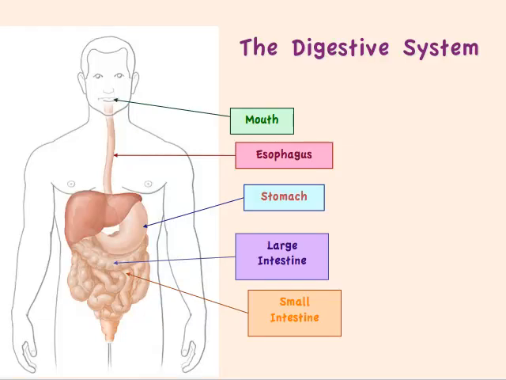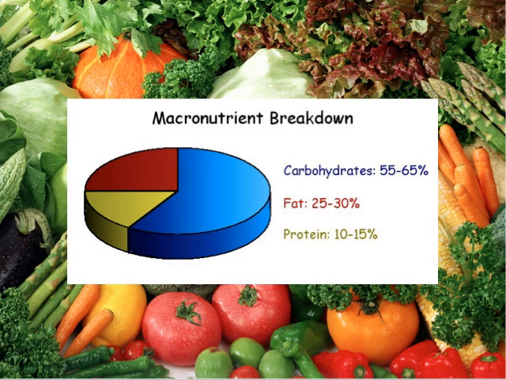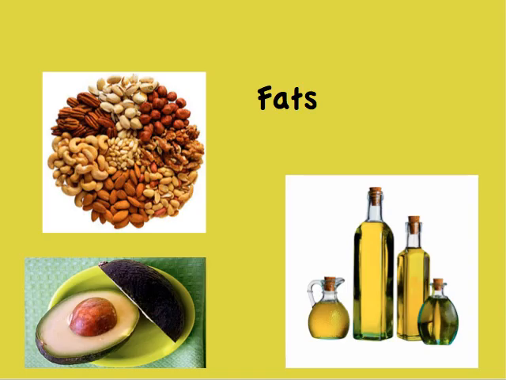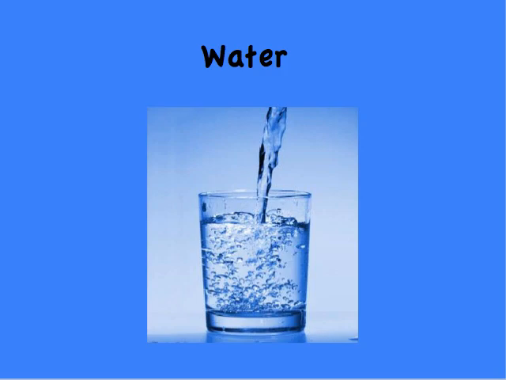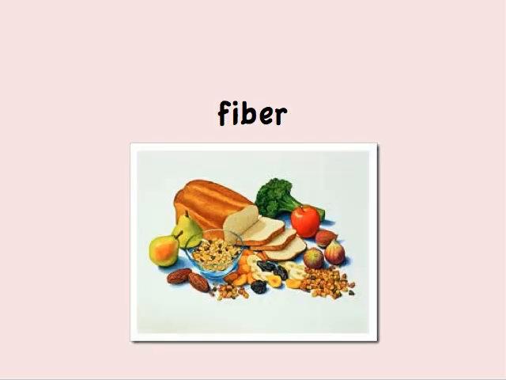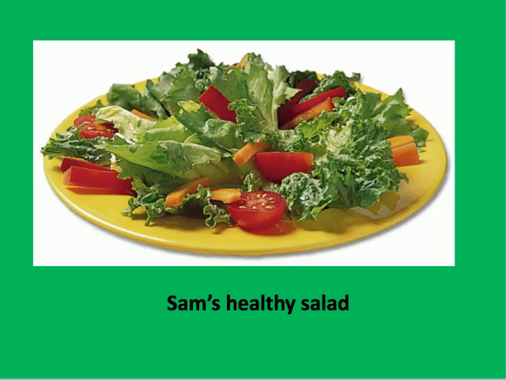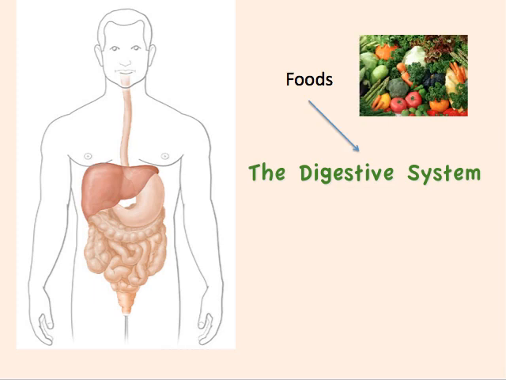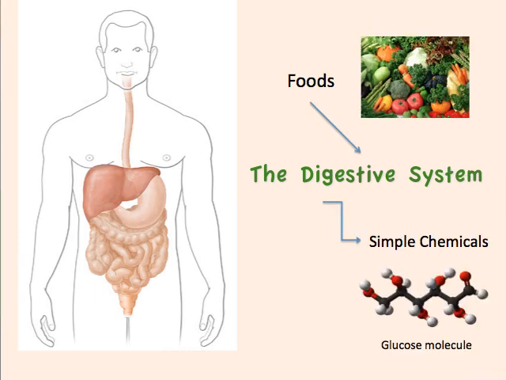The anatomy of the digestive system. After learning such great information about the major macronutrients, including carbohydrates, proteins, and fats, as well as the importance of water, vitamins, minerals, and fiber, Sam has decided to eat a balanced meal in order to keep healthy. You might be wondering how our body processes all the foods we eat and turns them into simple chemicals, such as glucose, that our cells can use.